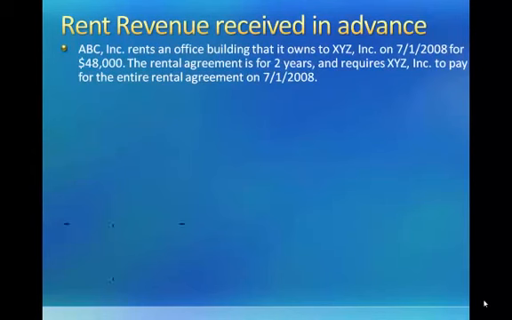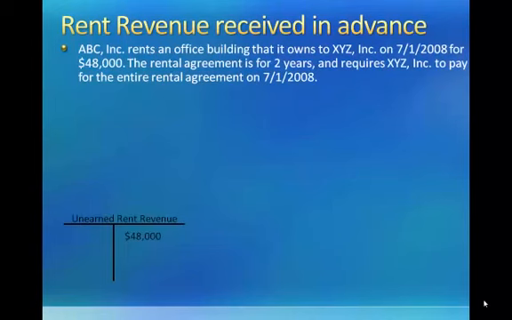Consider the following example. If ABC rents an office building to XYZ on July 1st, 2008 for $48,000 and the rental agreement is for 2 years, and XYZ pays the entire $48,000 on July 1st, 2008, because none of the rental term has passed at the time the $48,000 is received, ABC Inc. is required to record the entire amount in a liability account that they might call unearned rent revenue. This account represents revenue that they will earn at some point, but if they receive the money up front, they still haven't earned it yet.